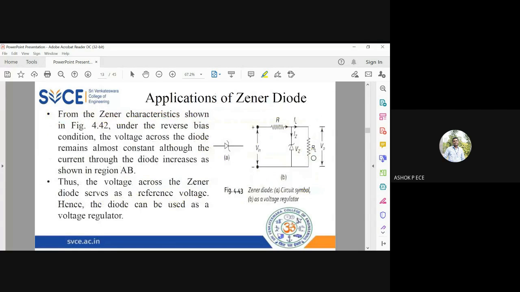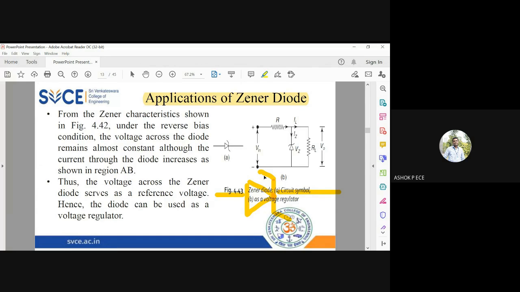Okay. And applications of Zener diode, very, very important. See, this is the representation of Zener diode. So conventional diodes will have a triangle followed by a normal line, correct? But for Zener diode, that line will have a Z symbol with your diode. This is the Zener diode.